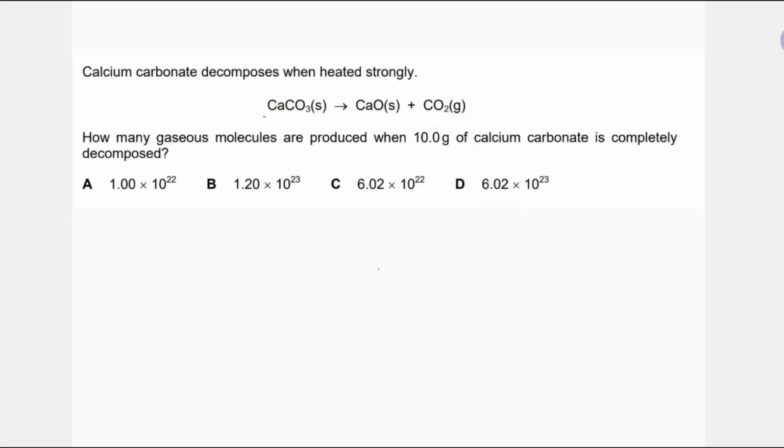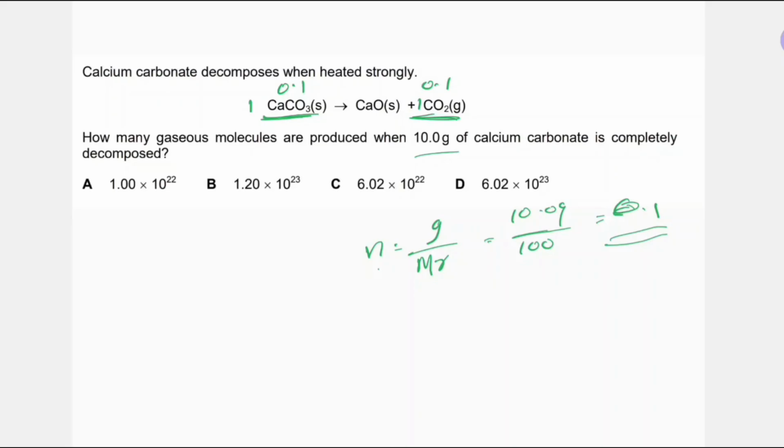To find the number of moles of calcium carbonate, all that we have to do is divide the grams by the molar mass. The molar mass of calcium carbonate is 100. So the molar mass is 100 and the grams is 10, which is equal to 0.1 moles. Now, if you look at the mole ratio of calcium carbonate to carbon dioxide, it's 1:1. They are 1 mole each. So if you have 0.1 mole of calcium carbonate, you have 0.1 moles of carbon dioxide.